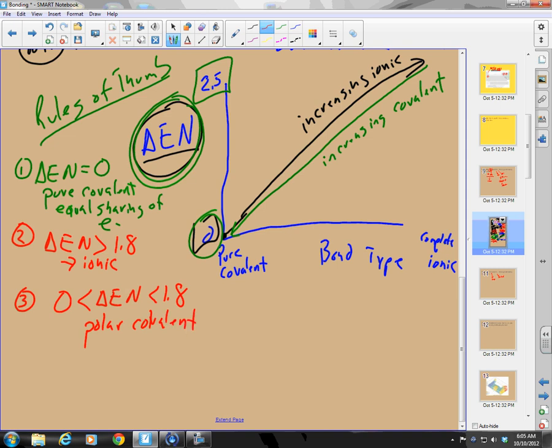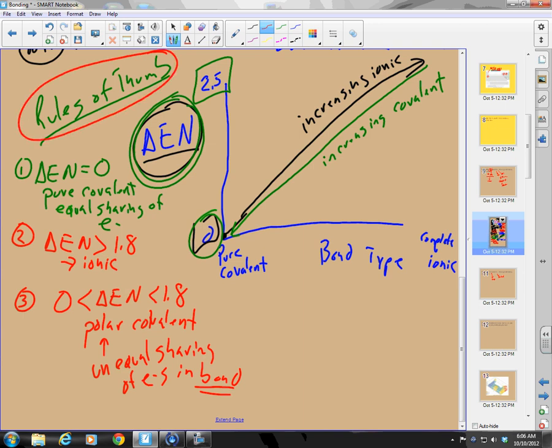And what does polar covalent mean? It means unequal sharing of electrons in the bond. And remember, we're talking about in the bond, we're talking about bond types. Now, like I say, these are rules of thumb, and depending on the book, you might see different interpretations.